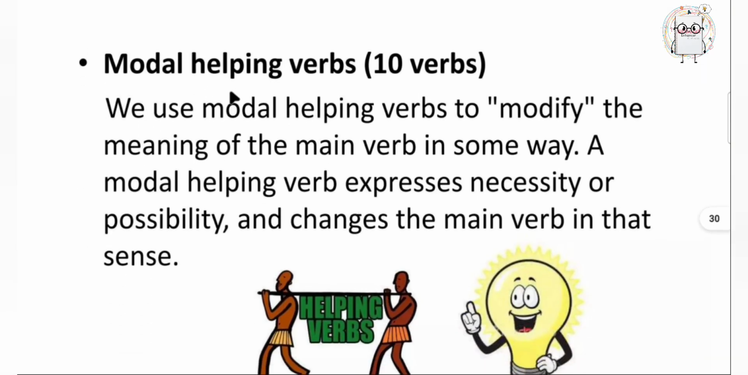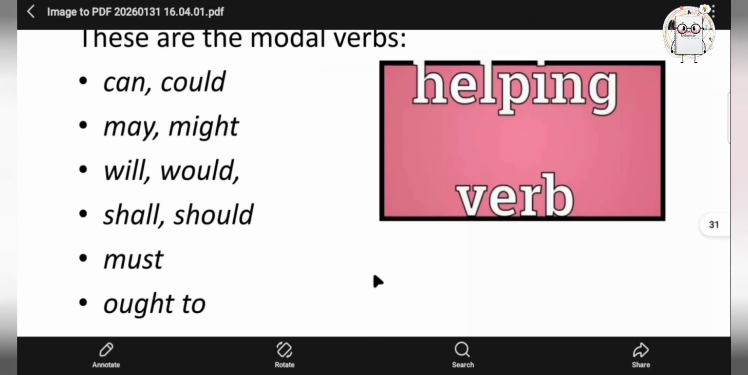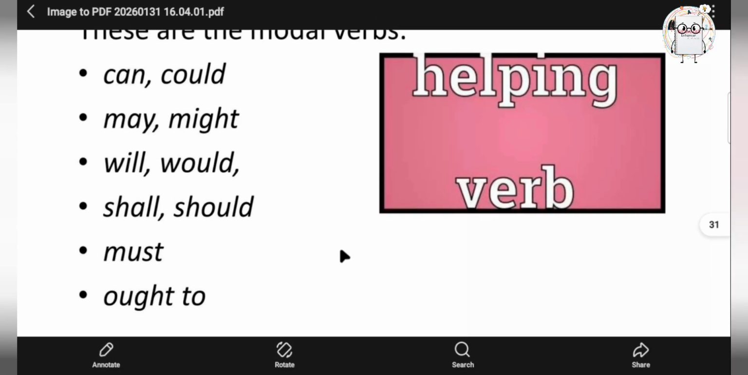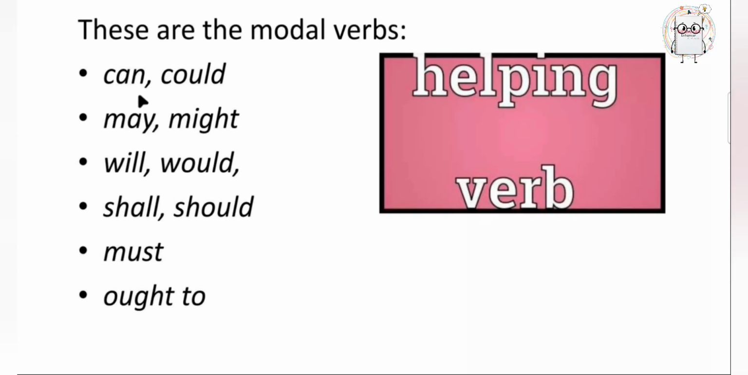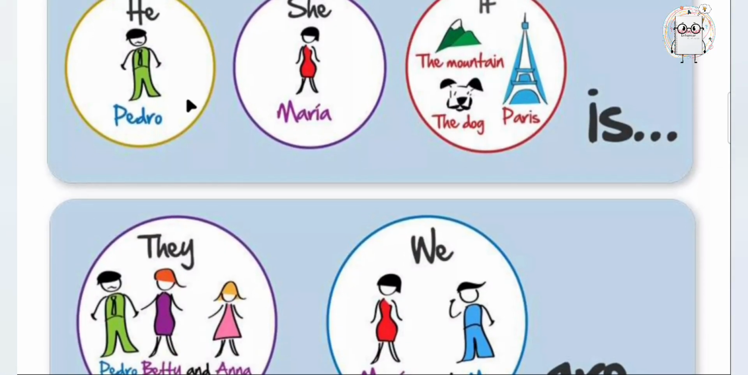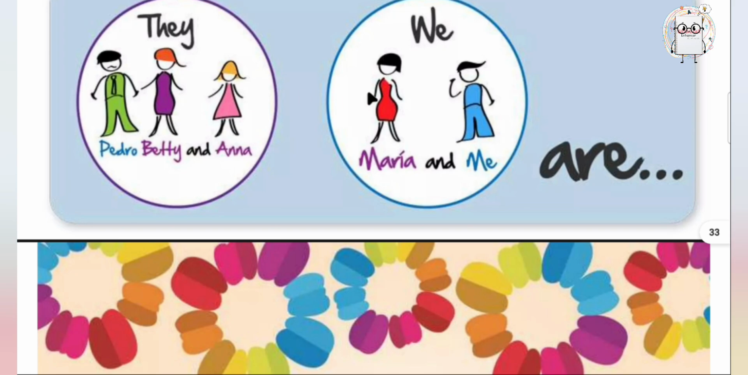And modal helping verbs. These are the 10 modal helping verbs. We use modal helping verbs to modify the meaning of the main verb in some way. A modal helping verb expresses necessity or possibility and changes the main verb in that sense. These are the modal helping verbs like can, could, may, might, will, would, shall, should, must, ought to. With he, she, it we use is; with they and we, we use are.